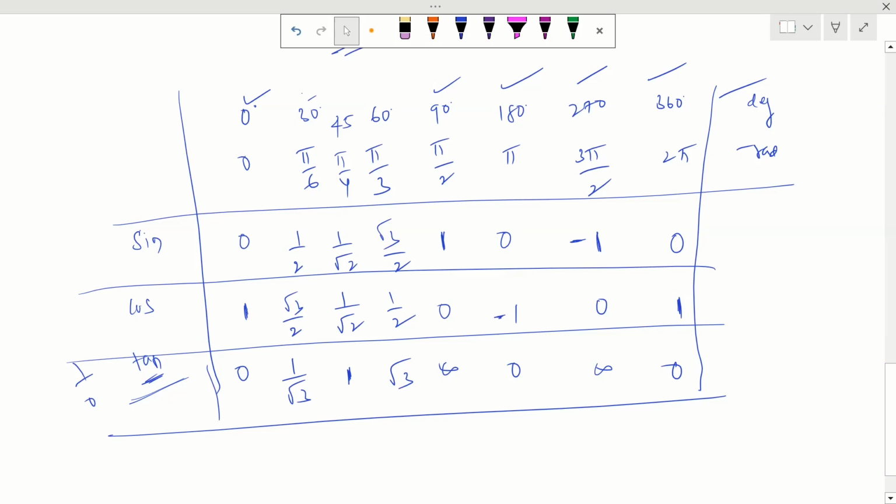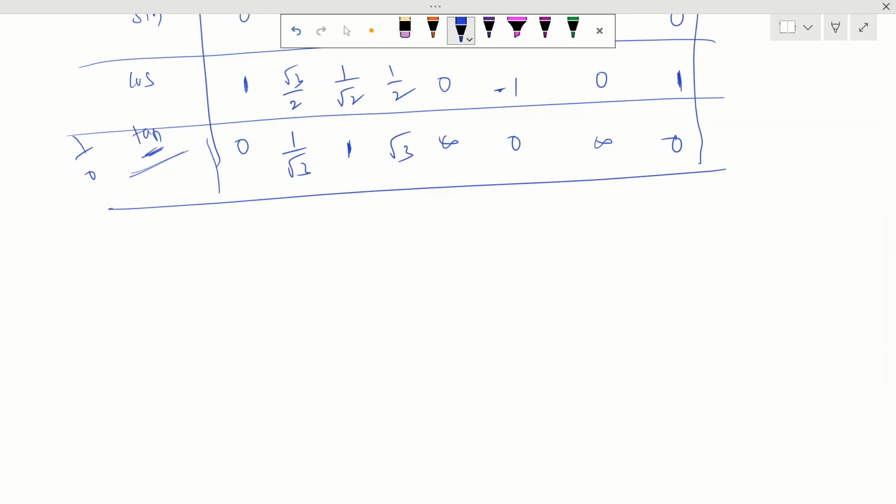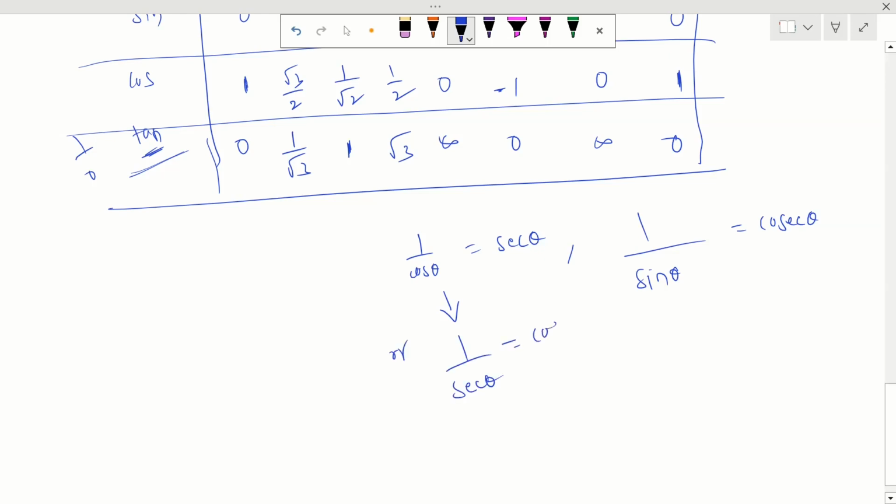Understood? So this concept is clear. We know that the reciprocal of cos theta is secant theta, and the reciprocal of sin theta is cosecant theta. Also we can write 1 by secant theta is cos theta, and 1 by cosecant theta is equal to sin theta. Both are the same, the meaning is the same here.